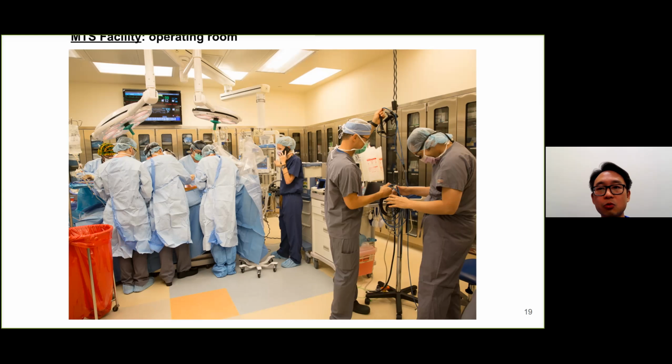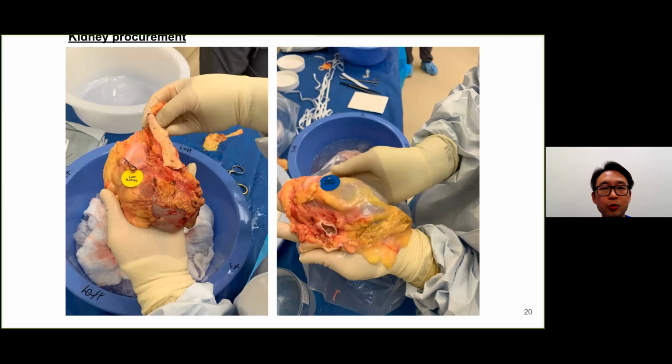So sometimes in these more complex cases, these procurement operations can take up to 4 to 5 hours. Okay, so on the next slide, just a quick warning that I'm going to be showing some pictures of organs, so I don't want to alarm anyone here. Once the organs are procured, they're placed in ice cold preservation solution. These are some pictures of kidneys that were procured.